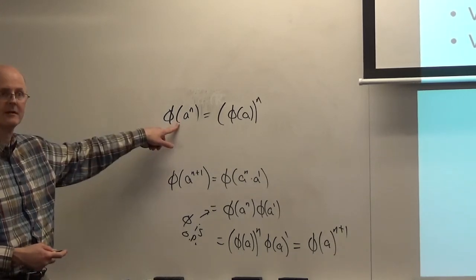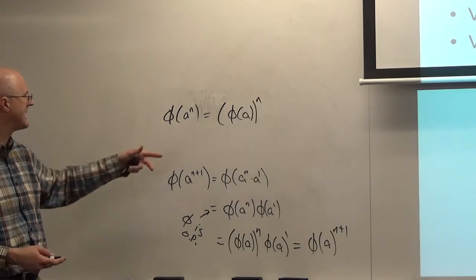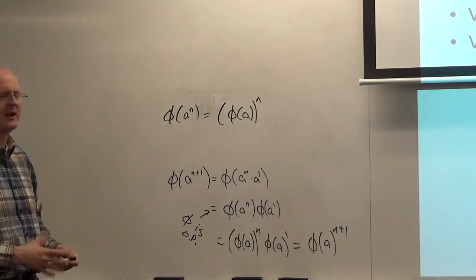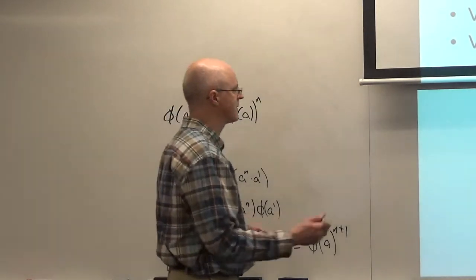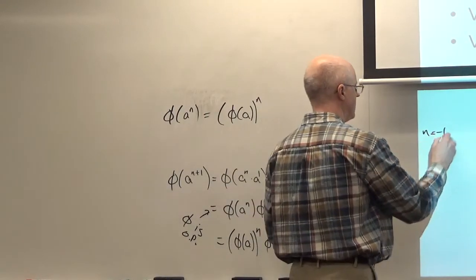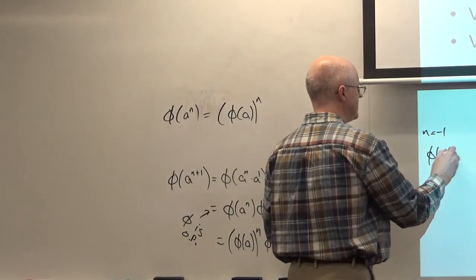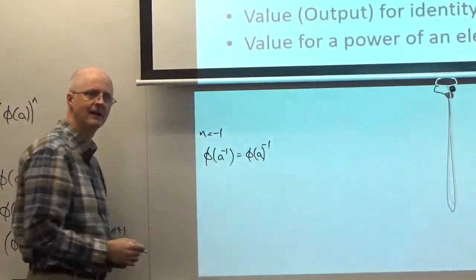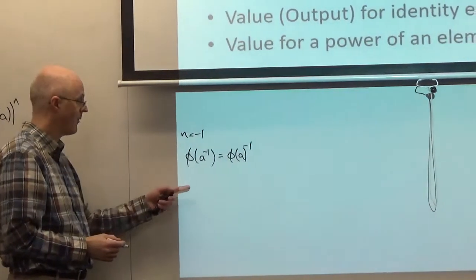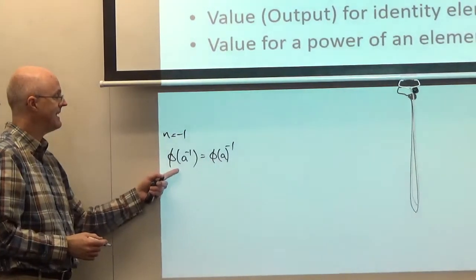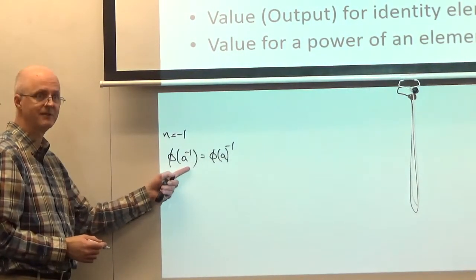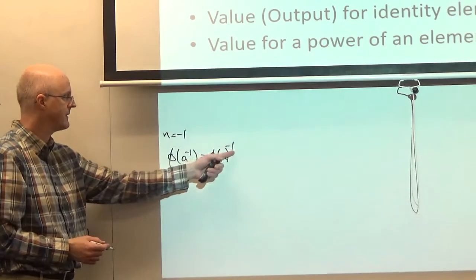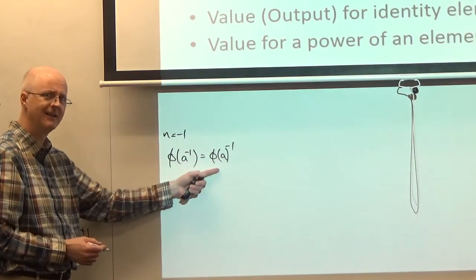What about when n is negative? I don't want to do a full proof, but let's consider the case when n is -1. Why is phi of the inverse of A equal to the inverse of phi of A? What I just said there. Why is the image of the inverse of A equal to the inverse of the image of A? That's another way to say it.